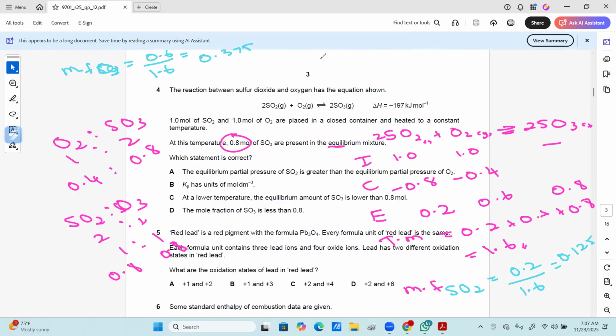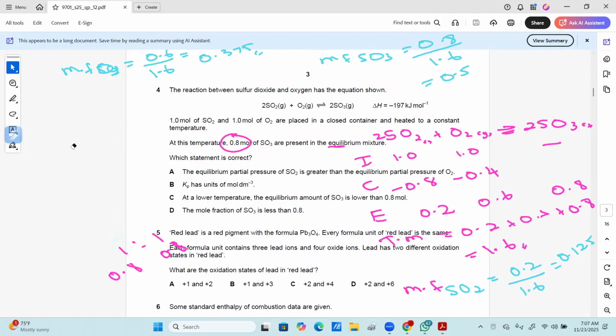0.375. Then the mole fraction of SO3 is 0.8 over 1.6, which is equal to 0.5. So I just found it. We don't know what they are asking in the question. So first thing, the equilibrium partial pressure of SO2 is greater than the equilibrium partial pressure of oxygen. So children, to find the partial pressure, we need to multiply the mole fraction by the total pressure, right? So the equation for partial pressure is mole fraction into total pressure.